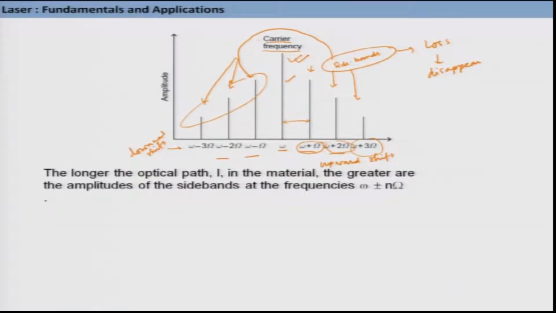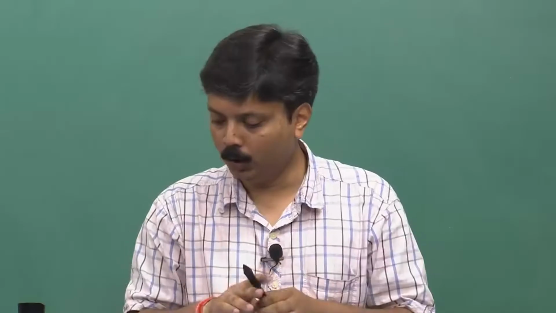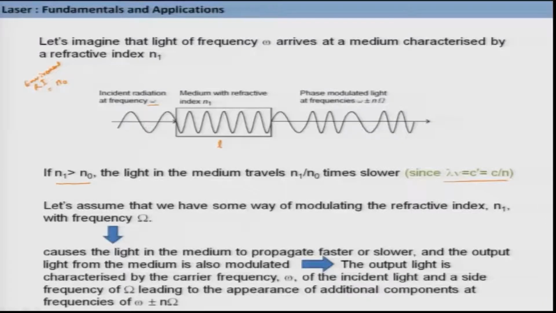So there are a few important things to consider. The most important thing here is the length of this active medium, in other words, the optical path through which the light is traveling. It is said that the longer the optical path, which we designate by L here in the active medium, the greater are the amplitudes of the sidebands at the frequencies omega plus n capital omega. In the previous slide, this is my L.